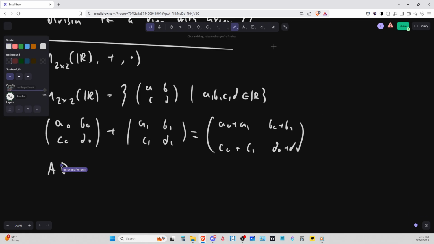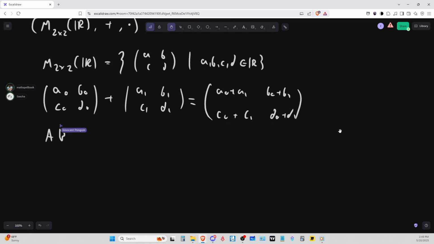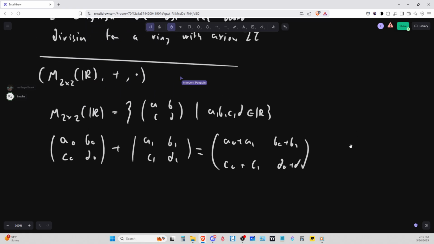I don't really want to write the formula because it's a pain to write, but you have a notion of matrix multiplication, and as it's 2 by 2, when you multiply 2 by 2 matrices, you get back another 2 by 2 matrix, right? So those are the two operations we want. So this is a ring. And this one is kind of a very weird one because it's not commutative.